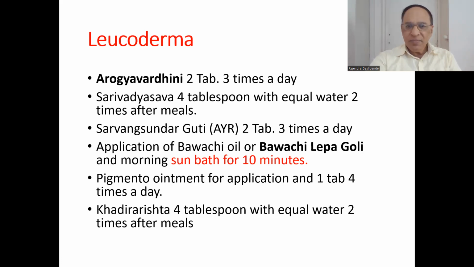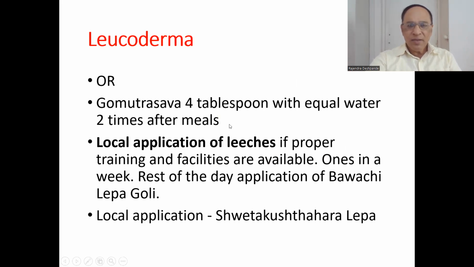Then Khadirarishta, 4 teaspoons with equal amount of water 2 times after meals. Next prescription, my dear friends, for Leucoderma: Gomutrasava. It's a stimulant for melanin. Gomutra is cow's urine. 4 teaspoons with equal amount of water 2 times after food.